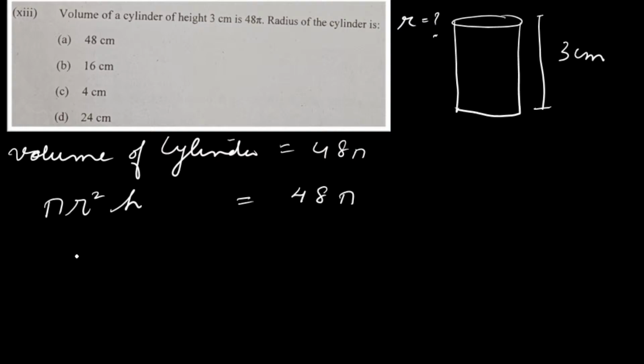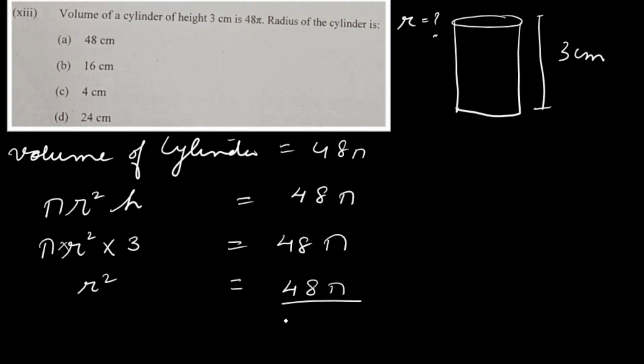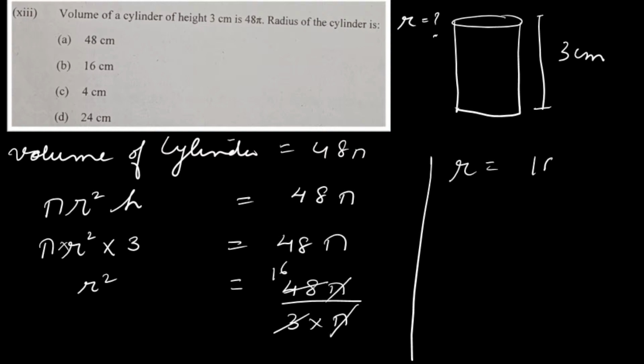Now r we have to find, so r we will keep on this side. Pi and h we will shift to the other side. Pi as it is I will write, because the volume is in terms of pi. h is 3 centimeters, so I am just substituting its value. Pi and 3, which are getting multiplied here, when we shift to the other side will get divided. So it is 3 into pi. Pi and pi will get cancelled, 48 divided by 3 is 16. So r square is equal to 16.